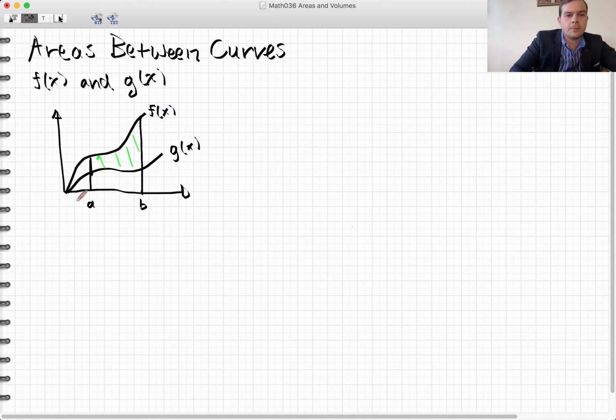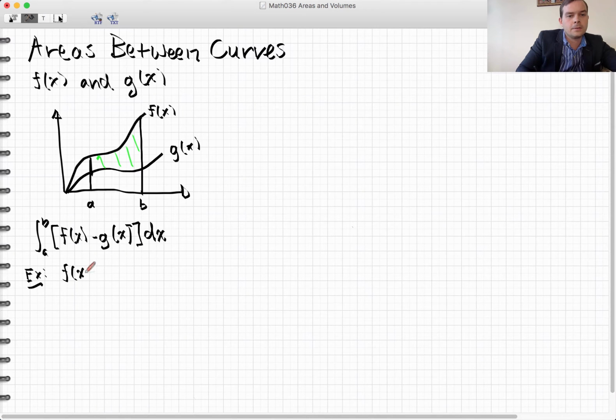And it was pretty simple to justify that this was the integral from a to b of f of x minus g of x with respect to the variable x. So the example that we briefly looked at was we had f of x is equal to x, g of x is equal to x squared, and our interval AB was 0, 1.